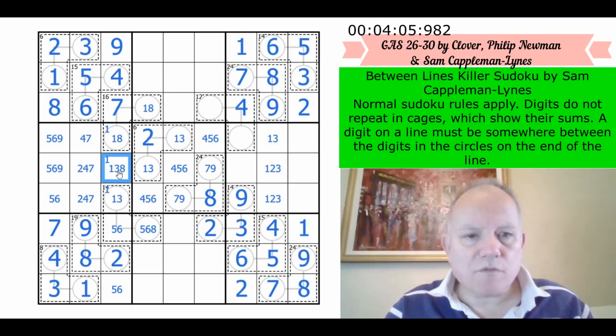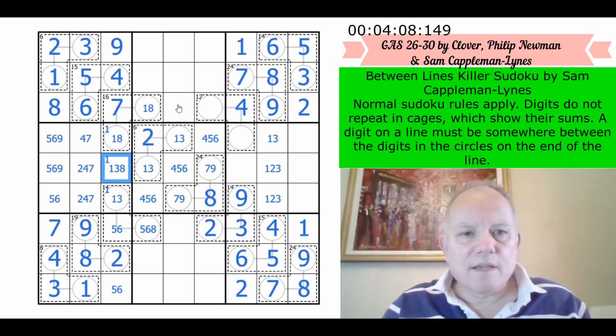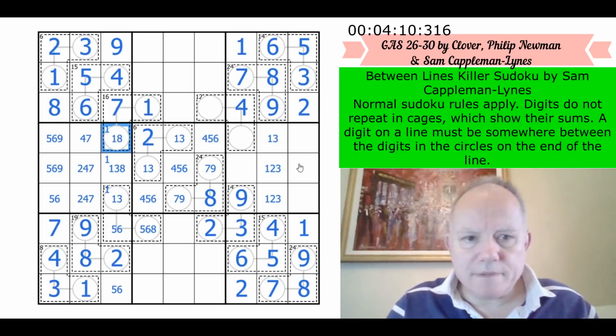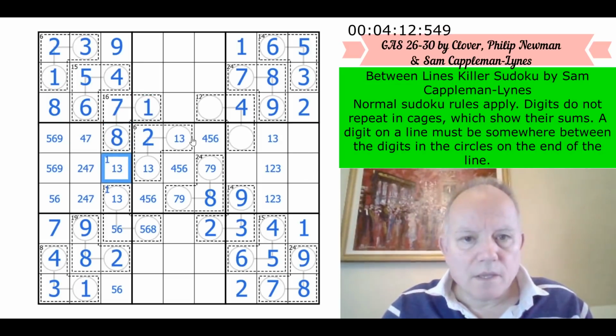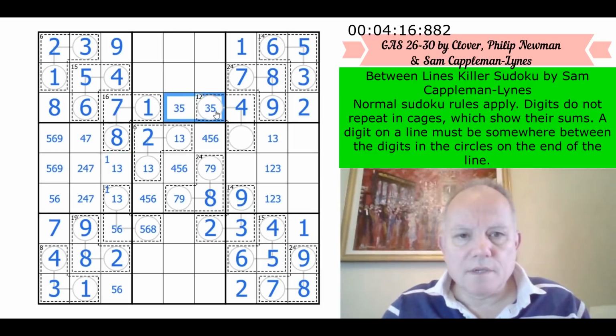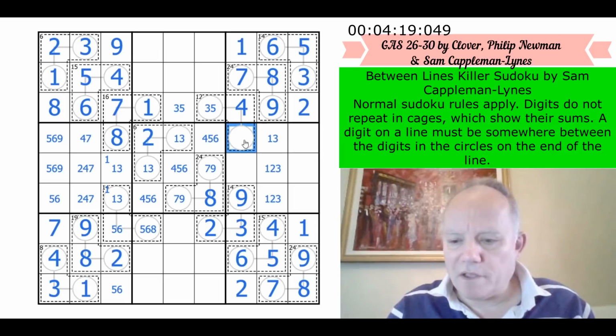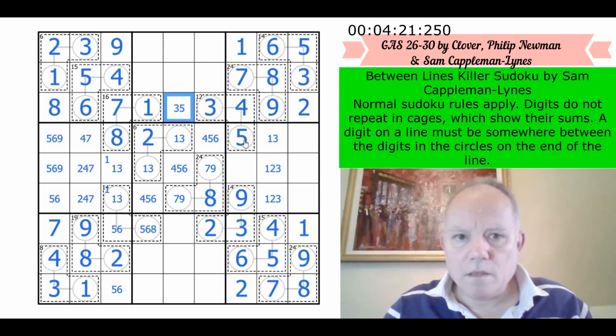That's irritating. 1, 3, or 8 there. Oh, that can't be an 8. It's just looking at it. Sorry. 3 and 5 in those cells. So this must be a 3, 4, 5 cage now. Perfect. So we get an 8 here.